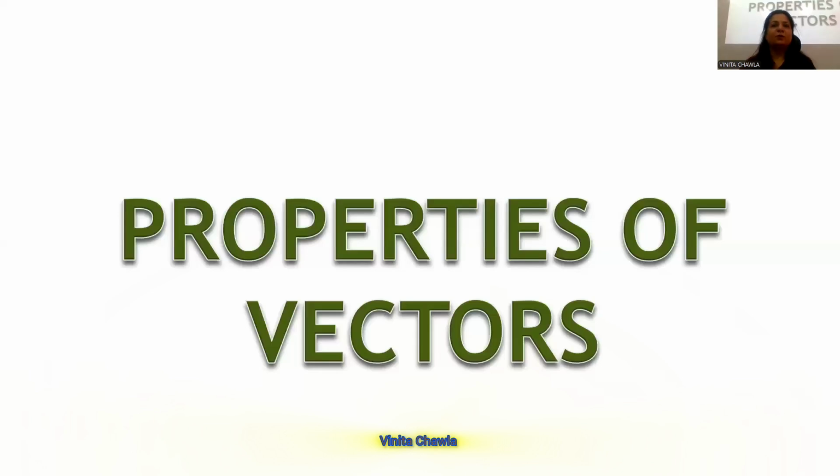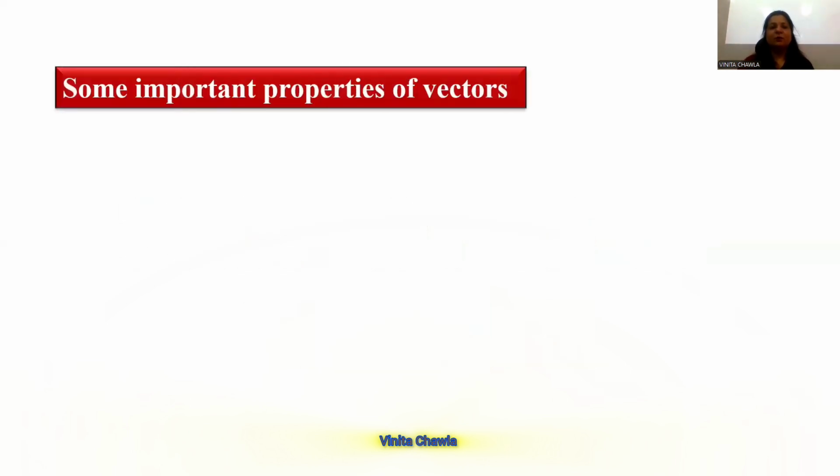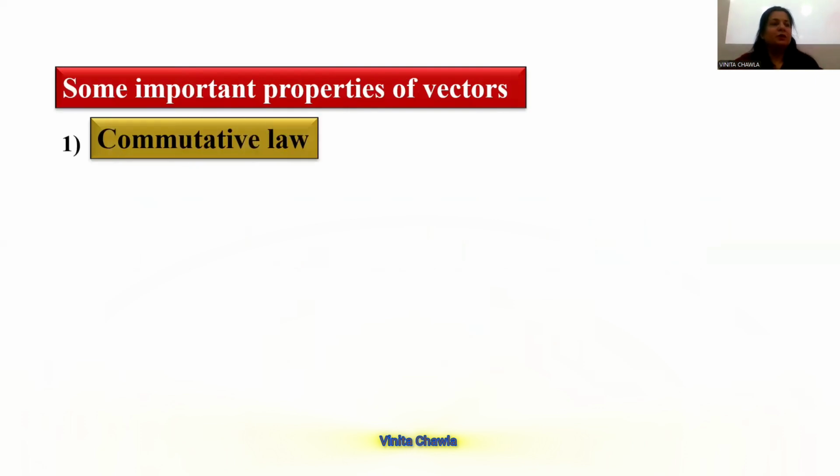Write the heading, please. Properties of vectors. Written. So some important properties of vectors are, first is commutativity.